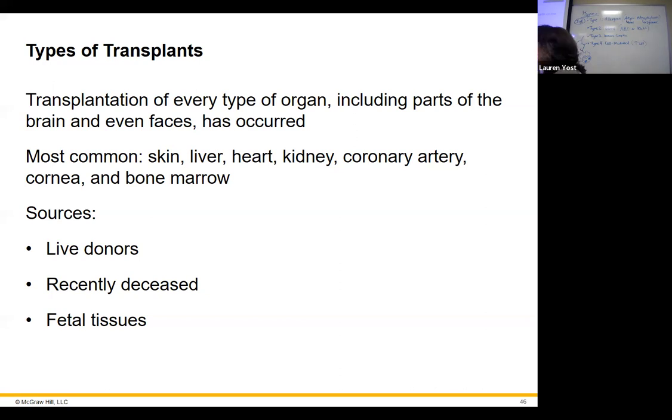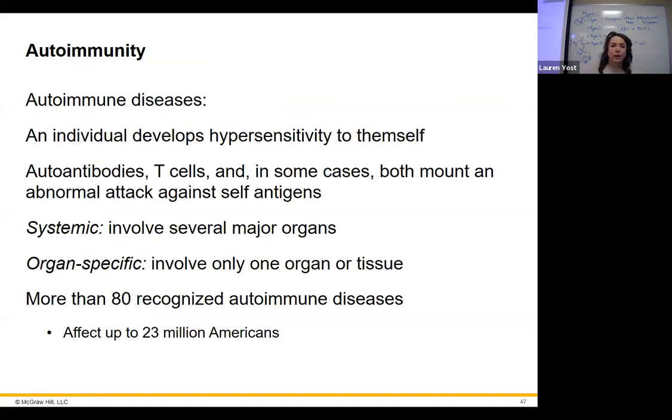Anyways, so yeah, usually it's going to be brain dead donors. You have live donors, people that are donating to others. You have actually deceased people. You can get corneas from people in the morgue and stuff. And then we have fetal tissues as well that can be associated with that.